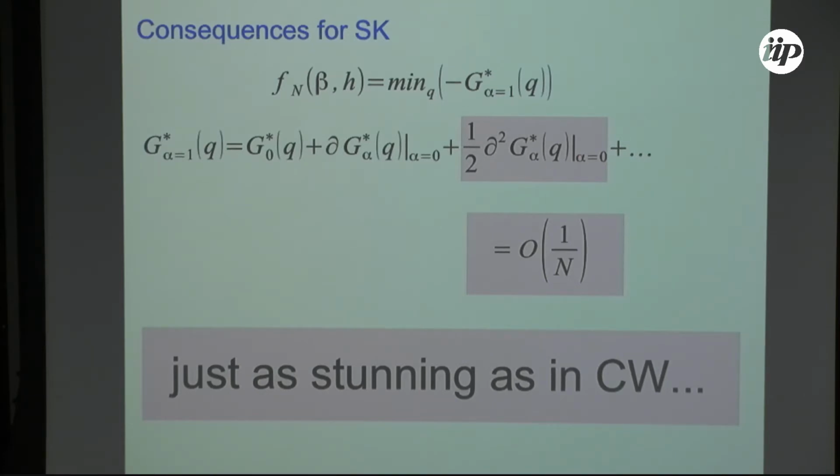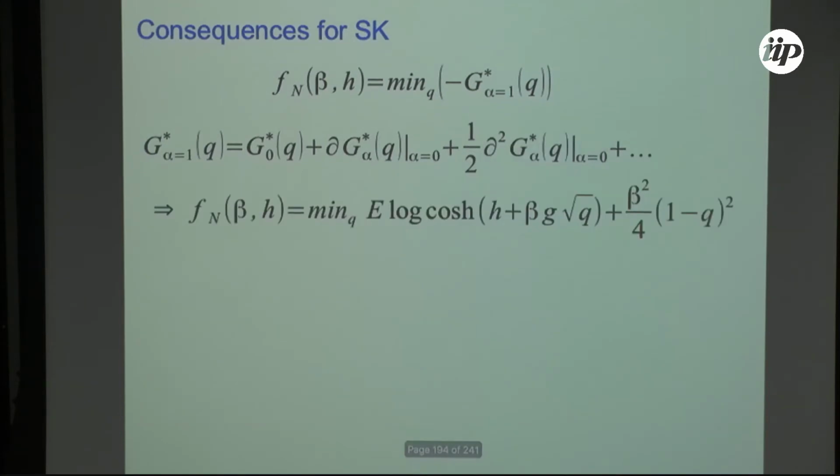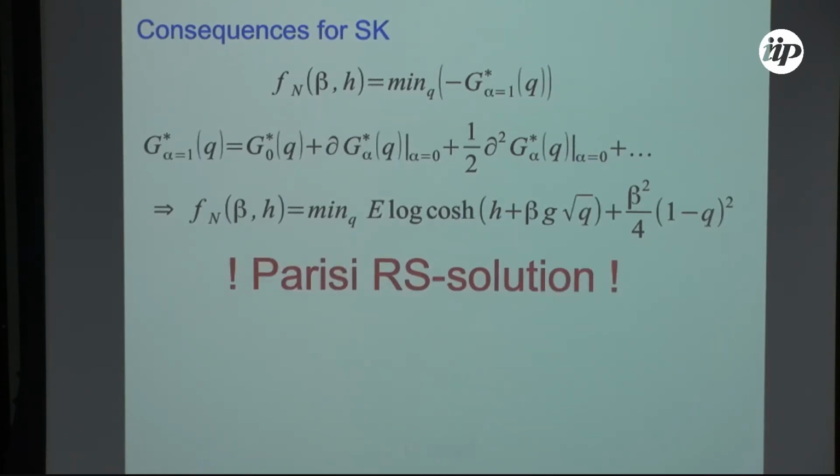By magic cancellation, obviously something is going on here. But if you put it all together, you believe that the second order, third order, and so on are irrelevant, and so you drop them. And what you get is this variational principle, which is the Parisi replica symmetric solution.